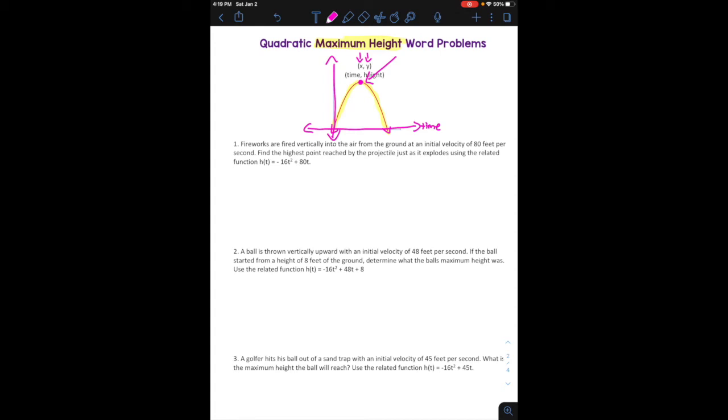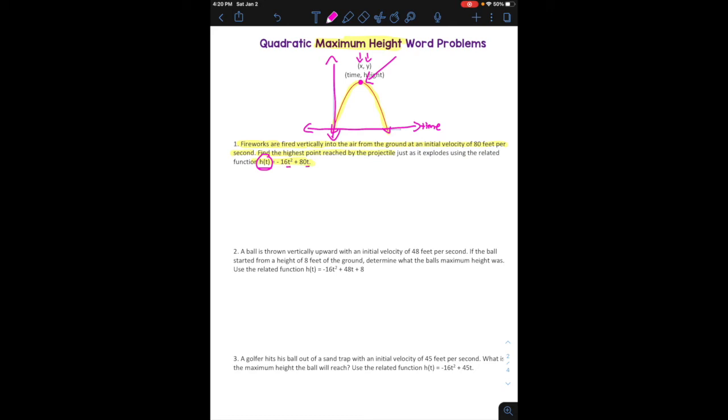the item went. So for example, in problem number 1, we're talking about fireworks that are fired vertically upward into the air from the ground with an initial velocity of 80 feet per second. And they want us to find the highest point reached by the projectile. They give us our function here, and one thing I want you to notice is that it's in function notation, and the variables they're using are h and t. H standing for the height, and t standing for time. So this beginning part is saying the height for any given time would equal the following expression.